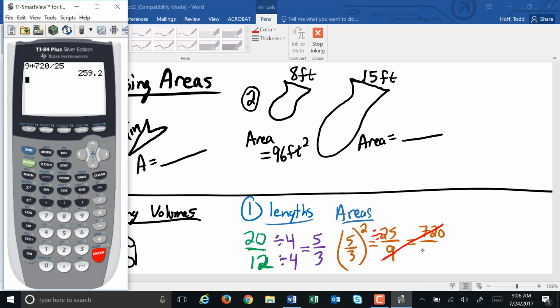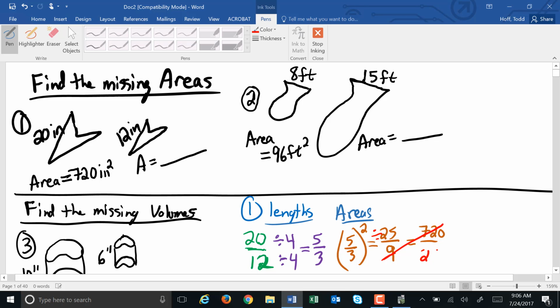So 259.2 is correct. And that, of course, is going to be in square inches.